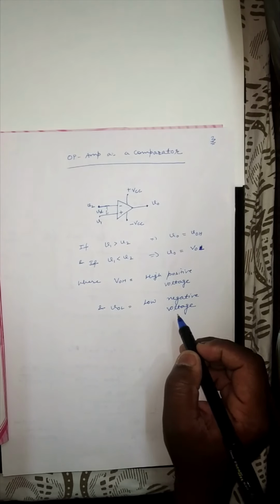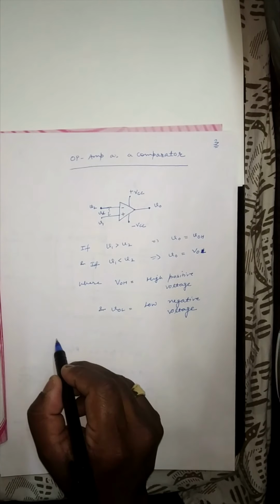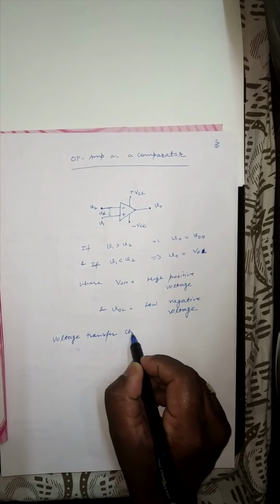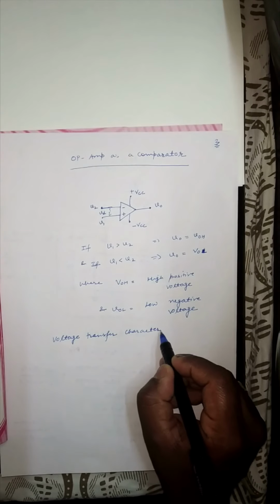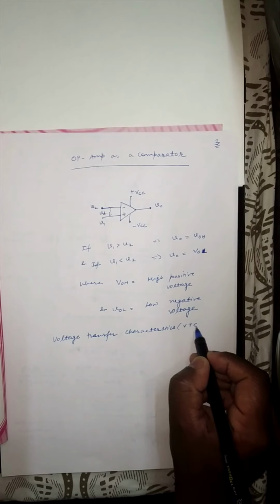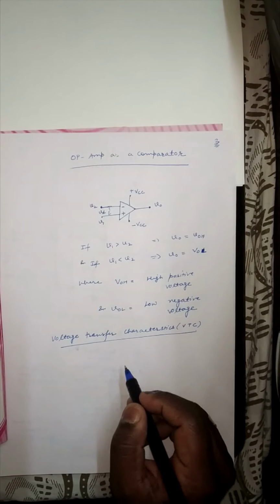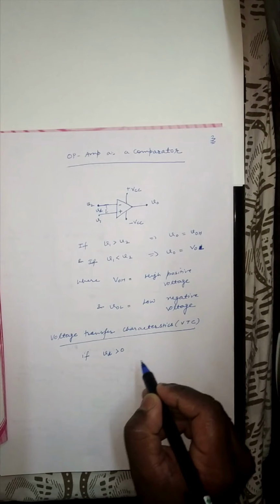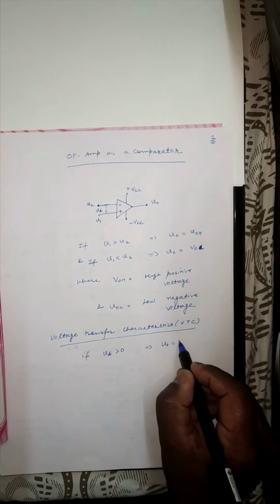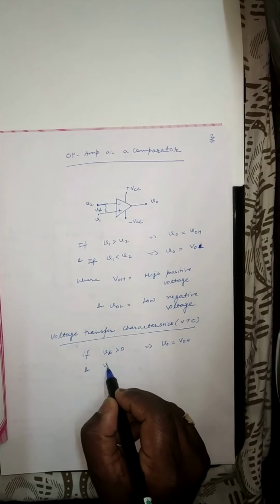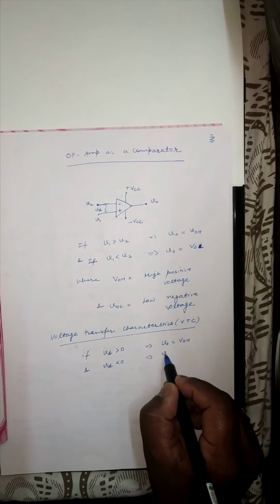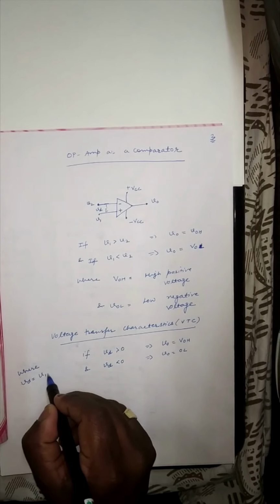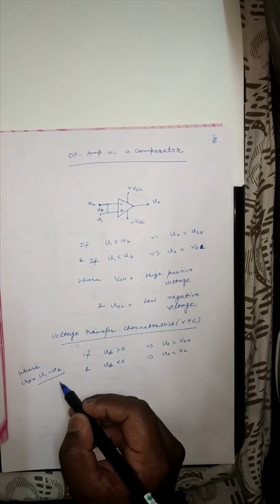So in this case, if we want to draw its characteristic, which is called as voltage transfer characteristic, also known as ideal comparator, its voltage transfer characteristic is shown in the diagram. If VD is greater than 0, therefore your VO is equal to VOH, and if VD is less than 0, then it is equal to VOL, where VD is the difference of potential between non-inverting voltage and inverting.